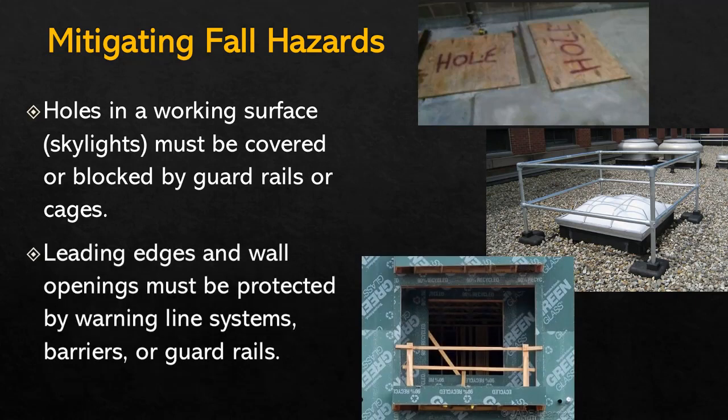Leading edges and wall openings. Again, if you've got a situation where a new building is being built or a building's being renovated and the window comes out, and so now you have a wall opening or a leading edge, those have to be protected by warning line systems, barriers, or guardrails. Here in this picture you see examples of guardrail systems that aren't going to be there once the work is done, but while the work is being conducted, they're in place, and they protect people from falling out the wall opening.